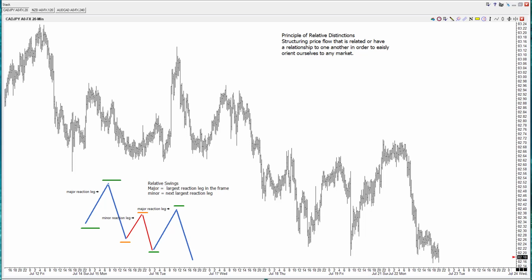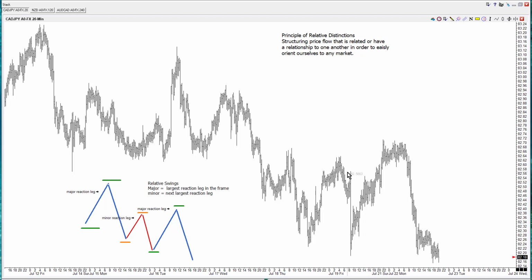The principle of relative distinctions. Alright, so what we want to do is structure price flow. We want to look at a chart that looks chaotic and messy and be able to make some sense of it, okay? So what we're looking for are things that are related to each other.